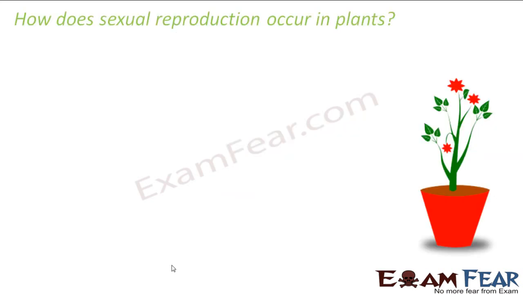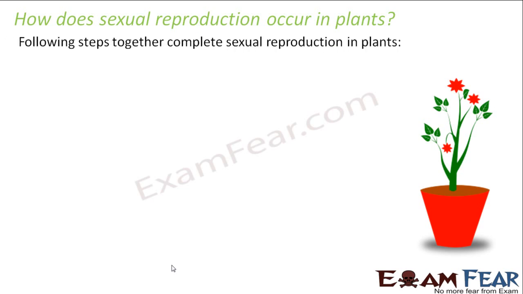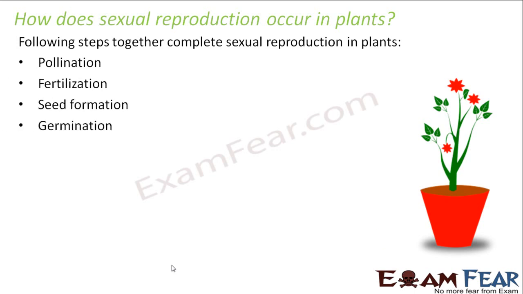So now let us try to understand how sexual reproduction occurs in plants. This process is a 4-step process. The 4 steps together will complete the process of sexual reproduction in plants. These are the 4 steps: pollination, fertilization, seed formation and germination. Let us try to understand each of these steps in detail one by one. We will start with pollination.